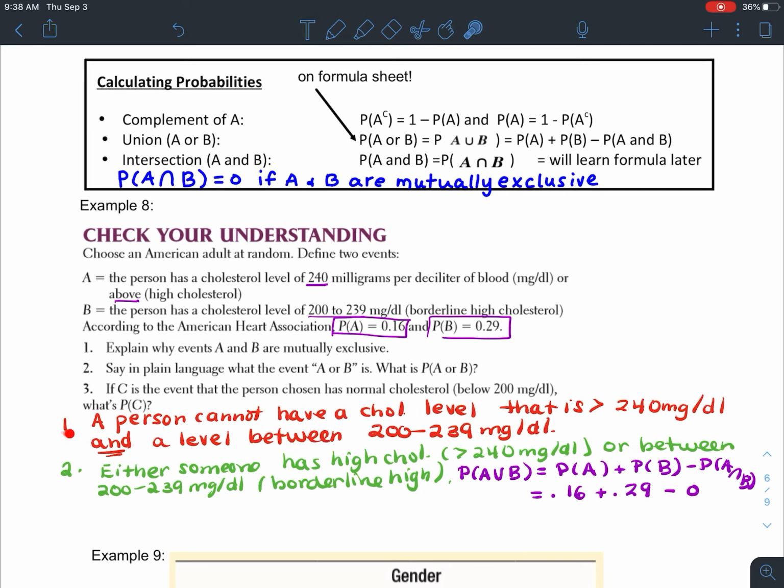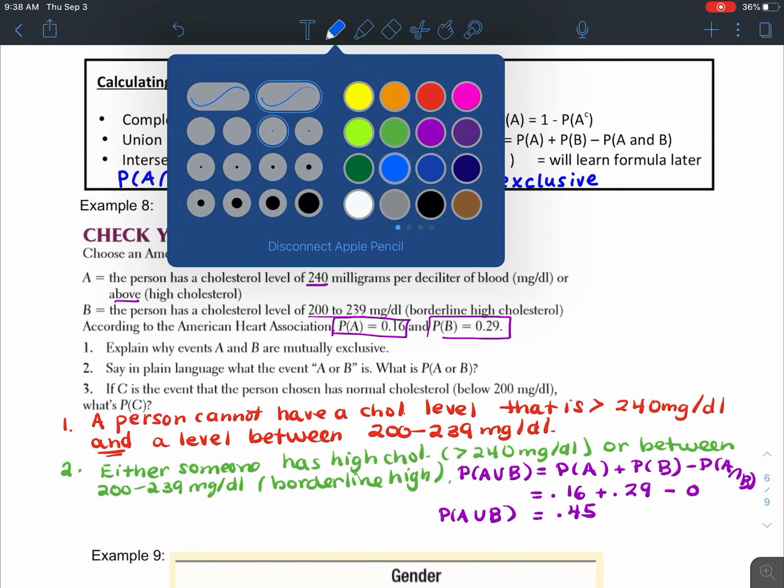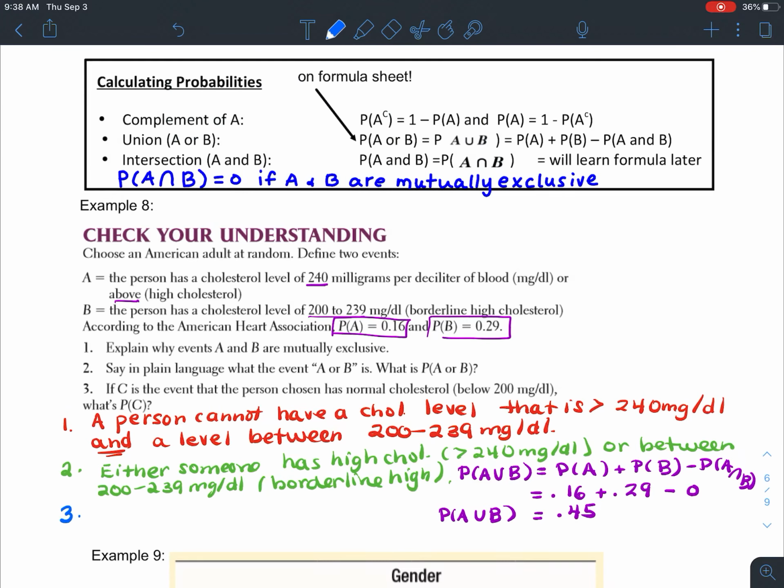So the probability of event A was 0.16, event B was 0.29, and then you subtract the intersection of those, which we had said in part 1 that events A and B are mutually exclusive. They cannot occur at the same time. That means their probability is a 0. So then we would say that the probability of event A or event B occurring is 0.45.